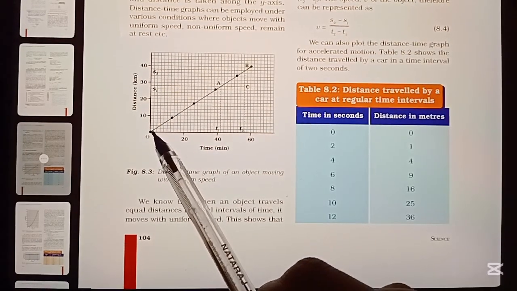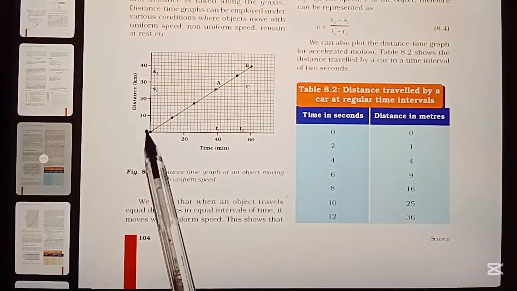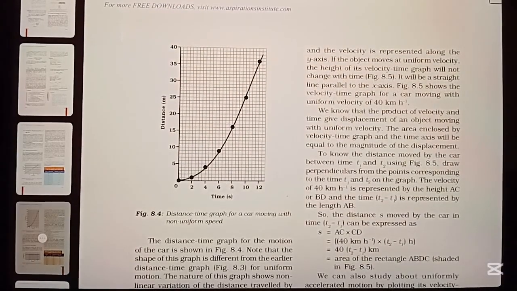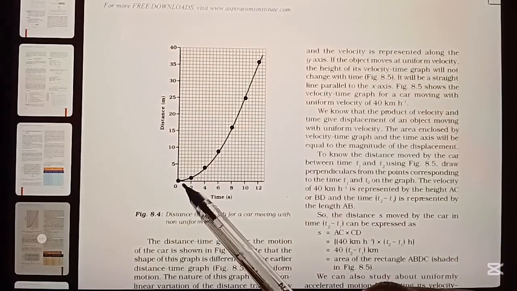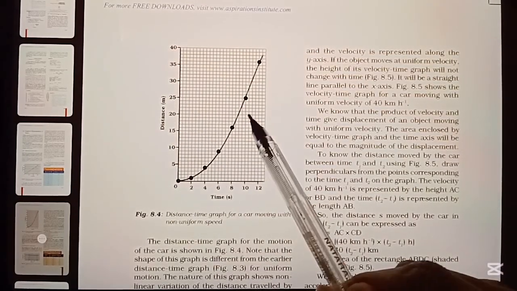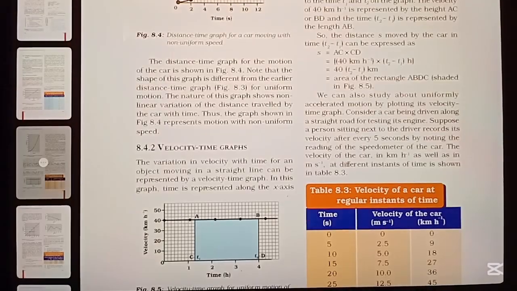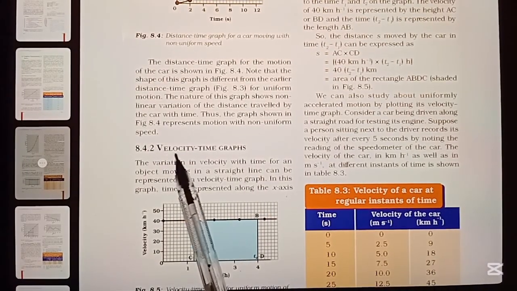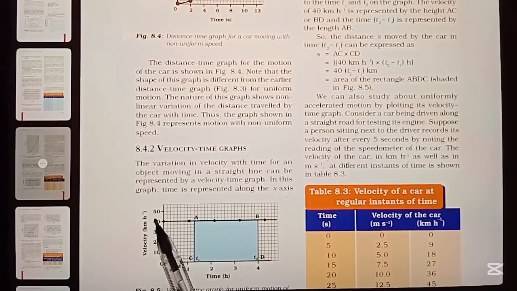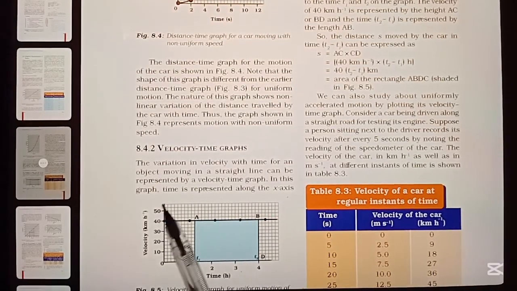Now when you look at this diagram, you can see the speed is constant. So if you see a straight line, then you should know this is uniform speed. So what is non-uniform speed? Non-uniform speed is when you get a curve. A curve means that according to distance and time, the speed is changing. So this is non-uniform. The next type of graph is the velocity time graph.